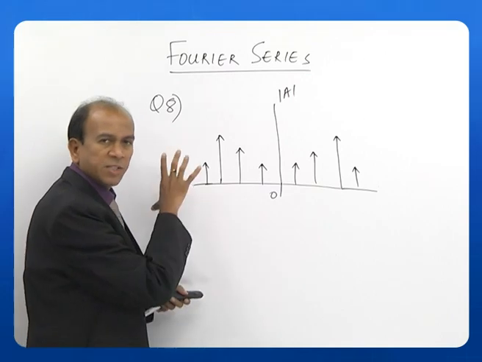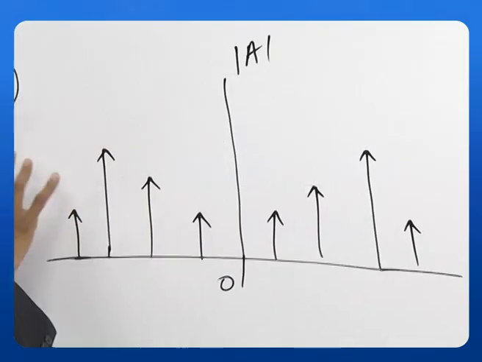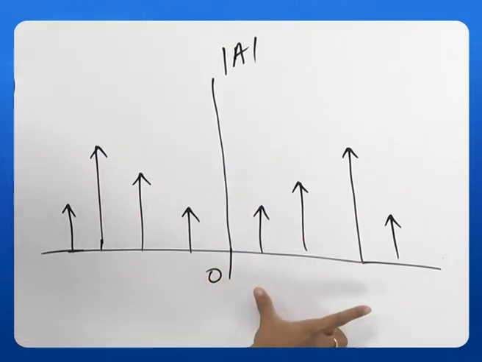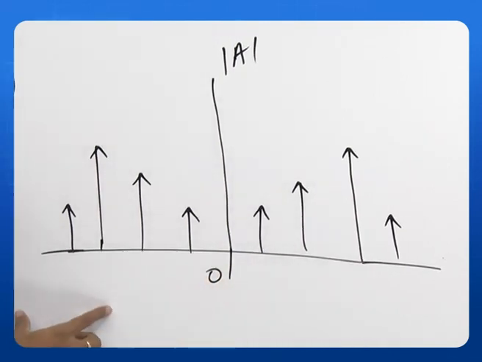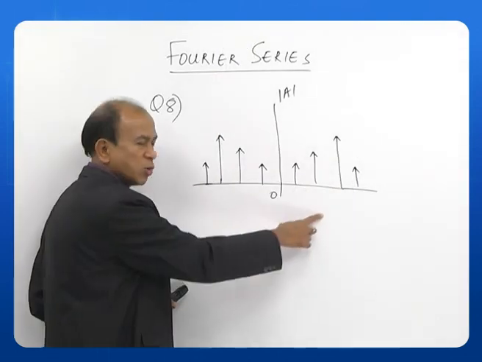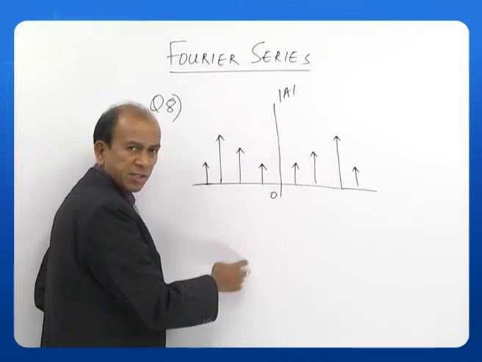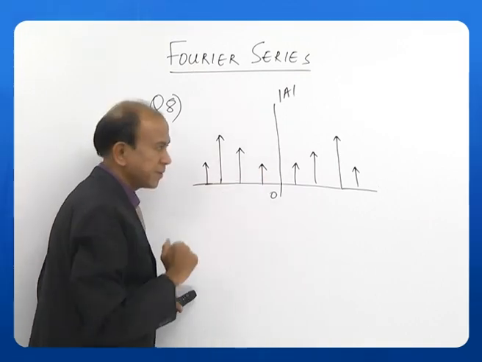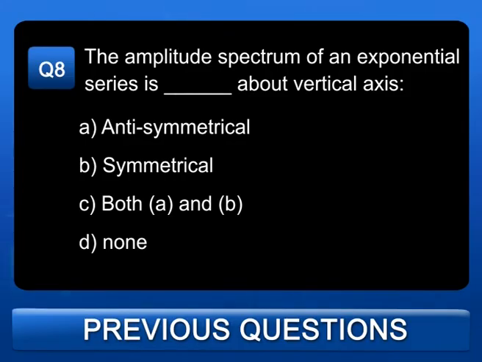This is the amplitude spectrum of any exponential series. If you look at this, the right hand side and the left hand side are both mirror images. So the answer is symmetrical. This is the spectrum which will always be present in an exponential Fourier series. Okay, so let's see what the answer is. The answer is it is symmetrical.